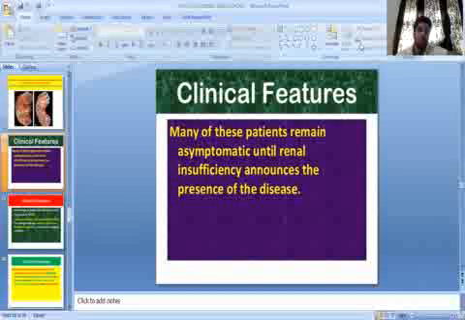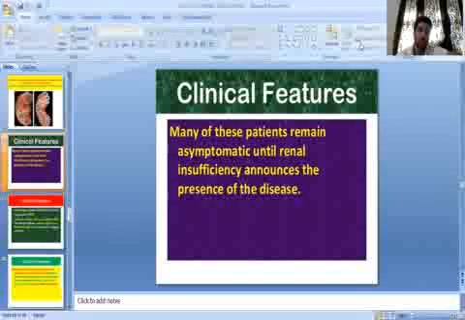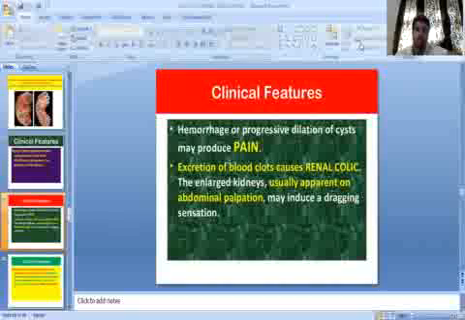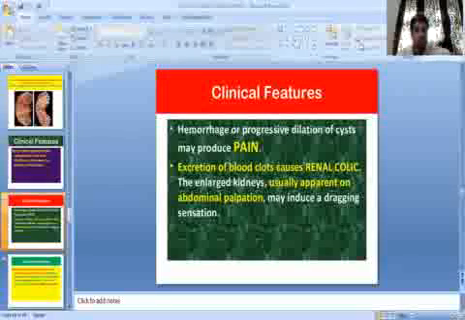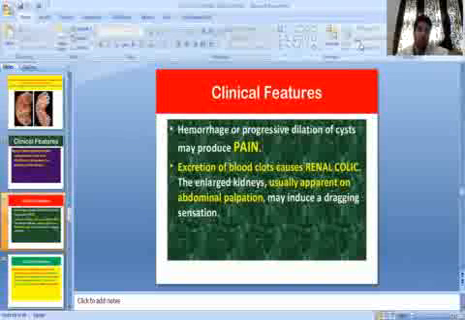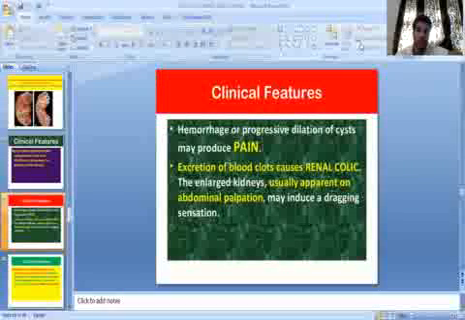Many of these patients remain asymptomatic until renal insufficiency announces the presence of the disease. Hemorrhage or progressive dilation of cysts may produce pain. Excretion of blood clots causes renal colic. The enlarged kidney is usually apparent on abdominal palpation, and may induce a dragging sensation.